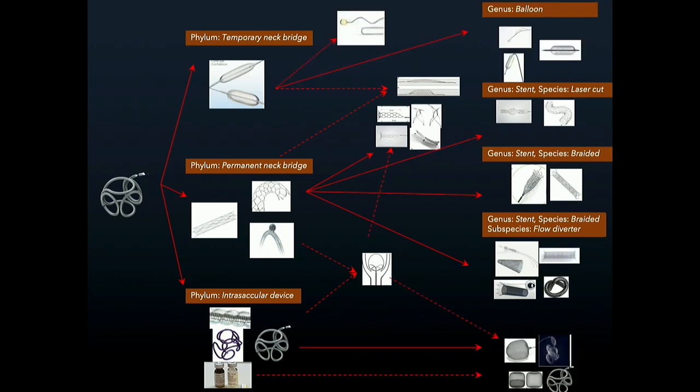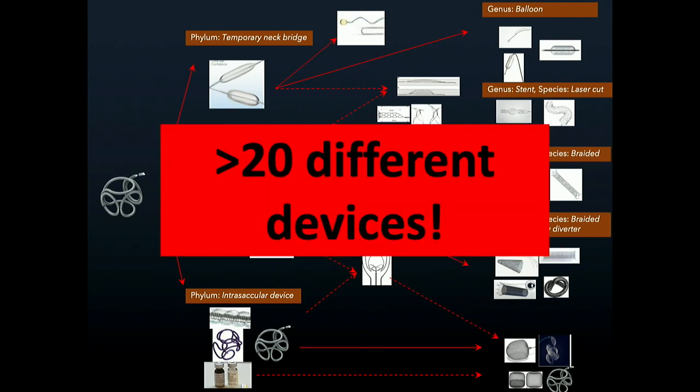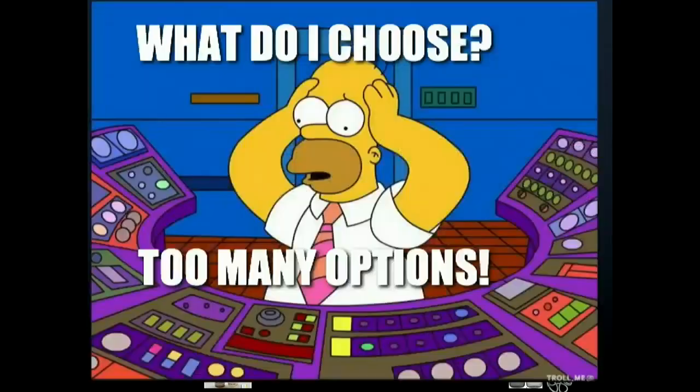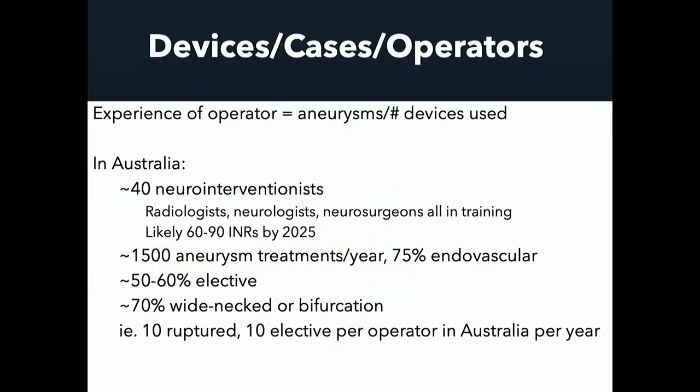And in all, what that means is we've got over 20 devices that we can use for any particular broad-necked aneurysm, which, I come from quite a high volume centre, but that leaves even me feeling a bit like Livingstone in the jungle at times. I'm spoiled for choice, and often it's hard to know what the right thing to do is. So that really comes down to a discussion a bit about experience, and this is what we were talking about before lunch.